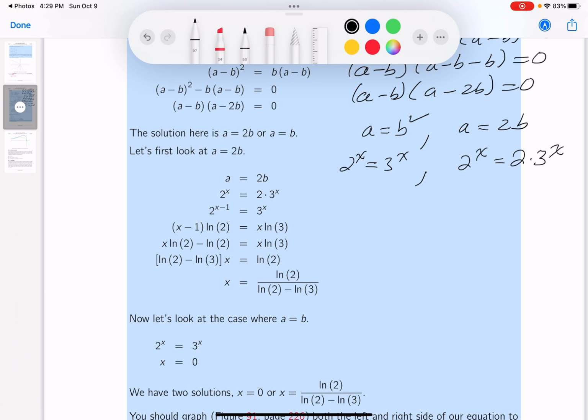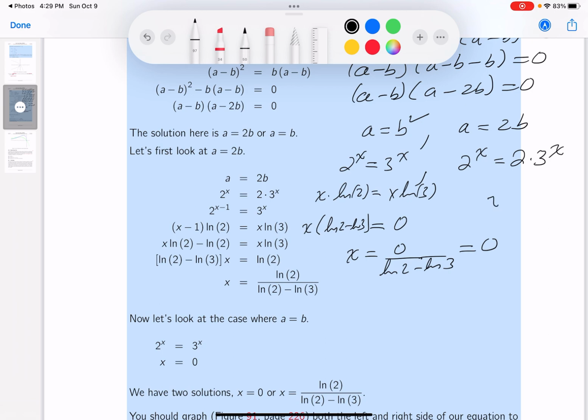I would probably take logs of both sides, although it's an obvious answer, but let's say it wasn't. You take logs of both sides. What do you get? x ln 2 equals x ln 3. Let's solve for x, right? And what would you get? I'm going to subtract x ln 3 from both sides. You get x times ln 2 minus ln 3 equals 0. So x would equal 0 over ln 2 minus ln 3, which of course is 0. So one of my solutions is x equals 0. That's a pretty simple one. All right, we'll check it later.